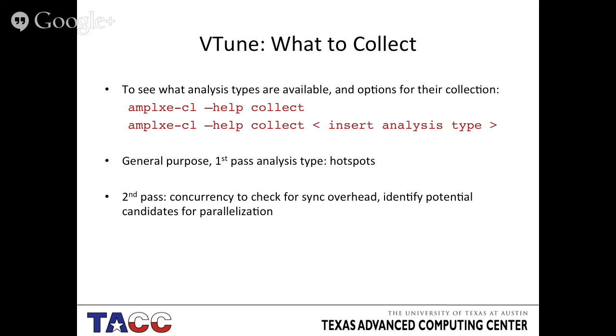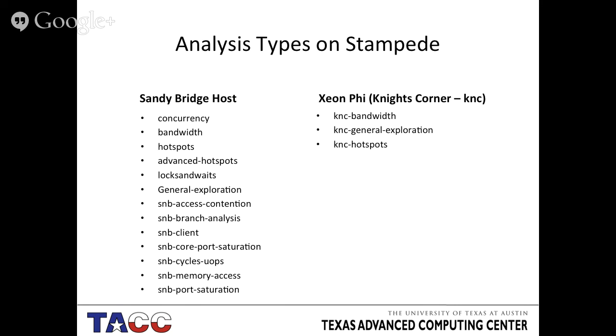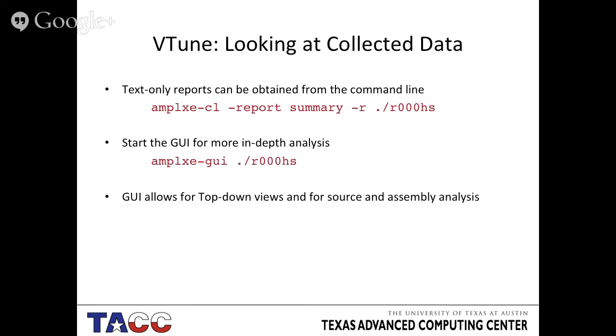VTune gives you many options that you can collect, many experiments that you can run. If you type this help collect, it will give you a list of all the things that you can collect. Hotspots is the first one that you always want to run. It's very useful. These are the different types of collections that we have in Stampede. Once you've run with your collection, you can create a report with -report, and then you can visualize that.